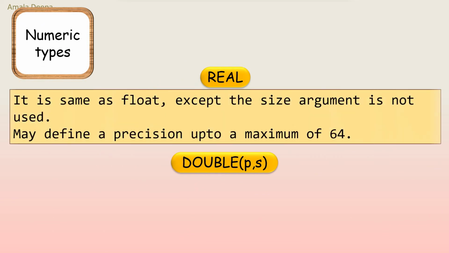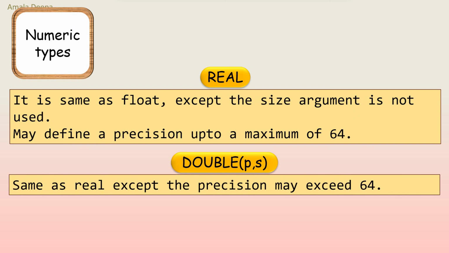Real: it is same as float except the size argument is not used, may define a precision up to a maximum of 64. Double(P, S): same as real except the precision may exceed 64.